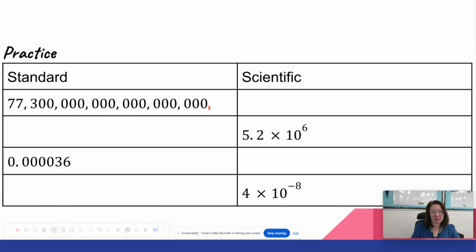So invisible decimal, 1, 2, 3, 4, 5, 6, 7, 8, 9. Sorry, I gotta scoot my hand over a little bit. 10, 11, 12, 13, 14, 15, 16, 17, 18, 19. 7.73. Everything after it's a 0, so I don't have to write it. Times 10 to the power of 19. Positive means big number. Yep, it's a big number.